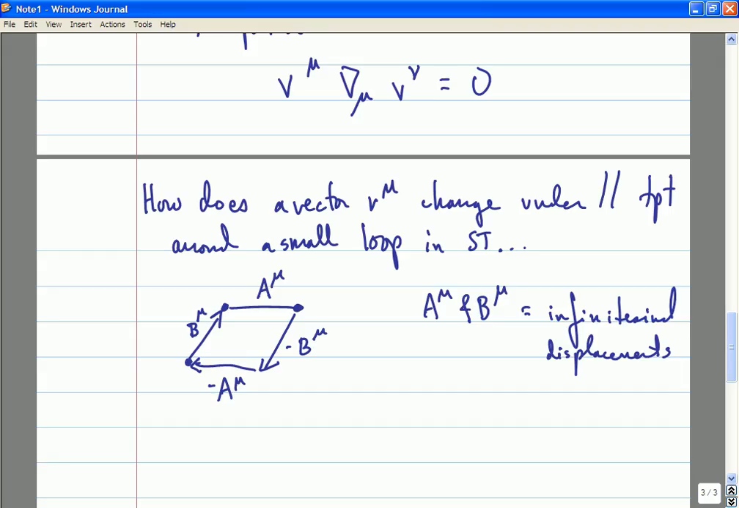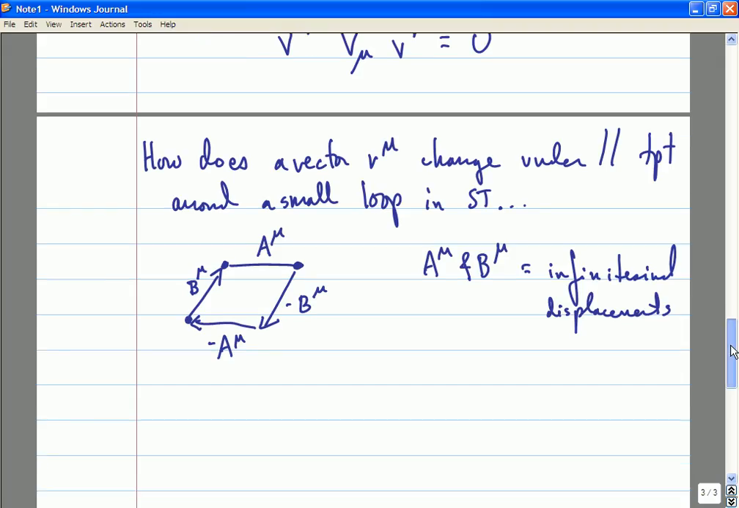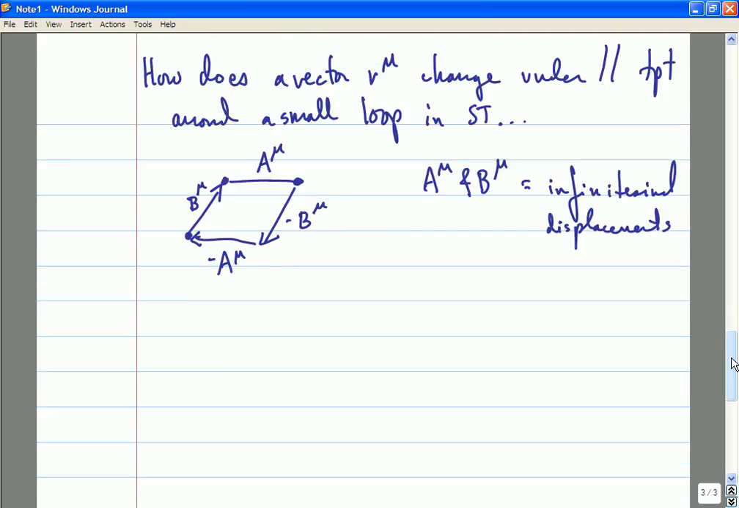So for any given point in spacetime, we specify two vectors, a^mu and b^mu. We use those to define a parallelogram that we transport this vector around. And then the deviation, the amount that this vector changes, will give us some notion of the curvature of spacetime at that point. So how do we make this precise? How do we use this to compute something?